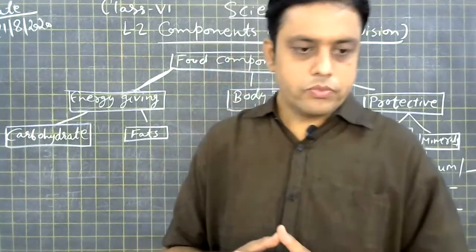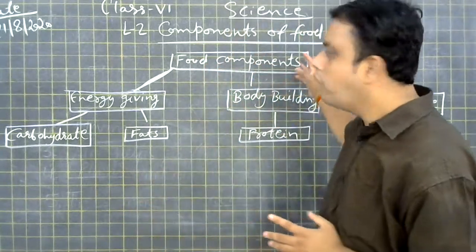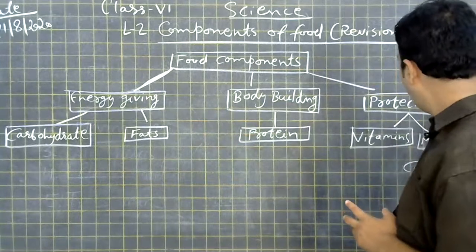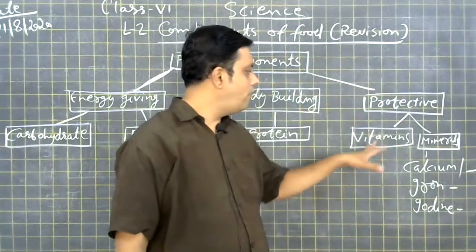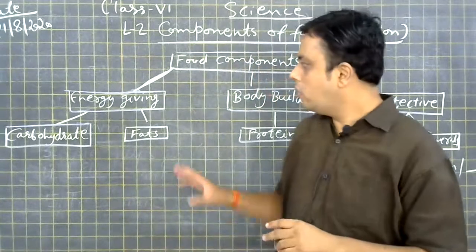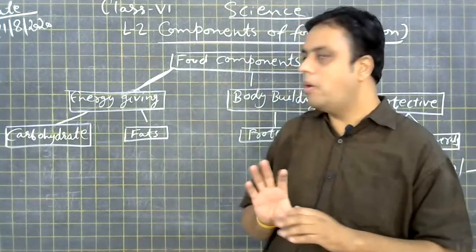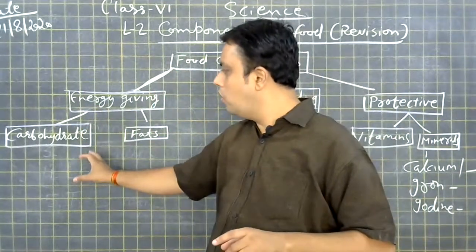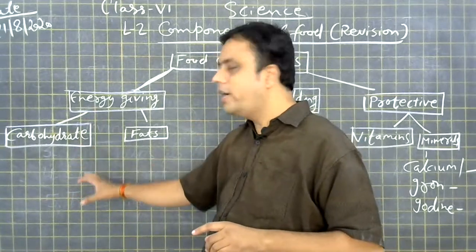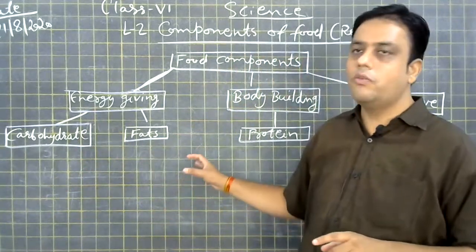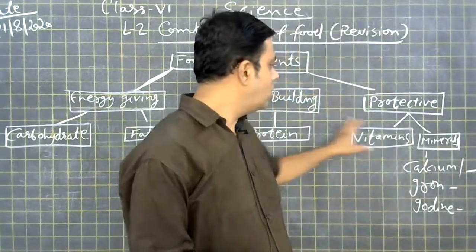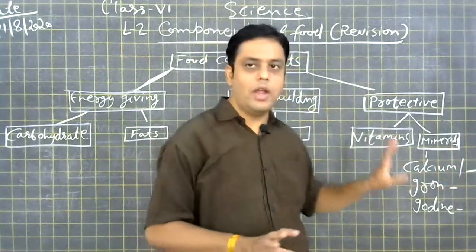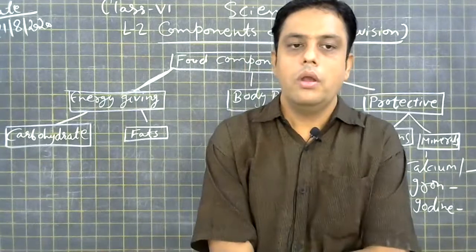Now, these are the food components we discussed: energy giving, body building, protective food. In the protective food, we have already discussed vitamins and minerals. Now, according to your exam, what things should you remember? First, there are three groups, and then you should know the food items which are rich in carbohydrates, fats, vitamins, proteins, and calcium. These are the food items that you should know.